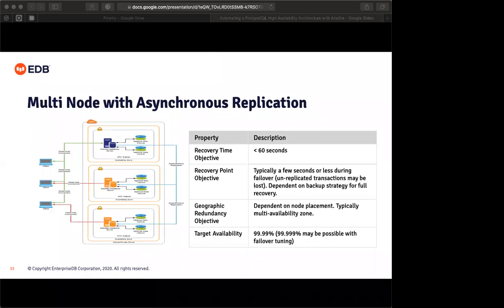You can achieve up to 4 nines or up to 5 nines, totally dependent on the reliability of your infrastructure, plus the tuning you can perform on the automation, where in case of a disaster or failure of the primary, how quickly you can promote the standby or the replica.